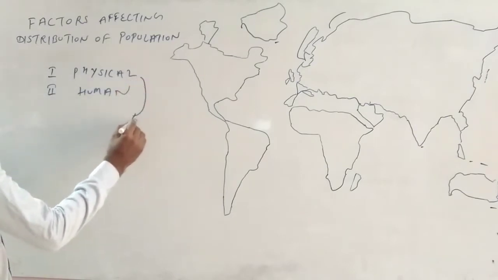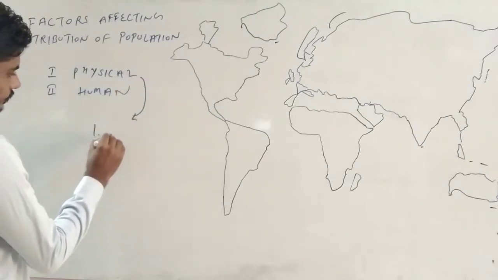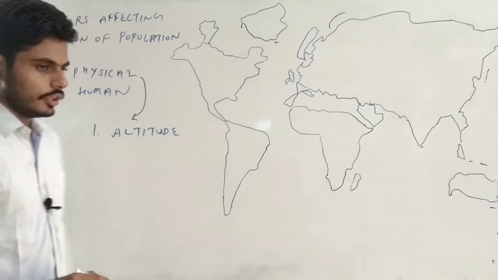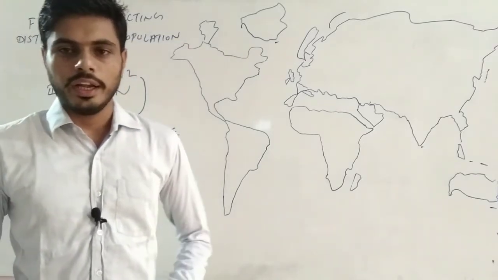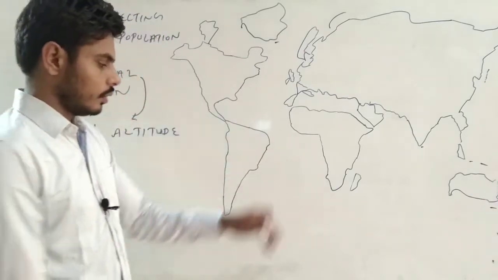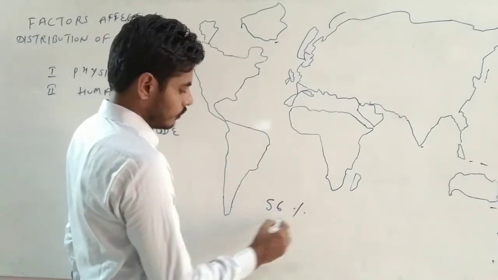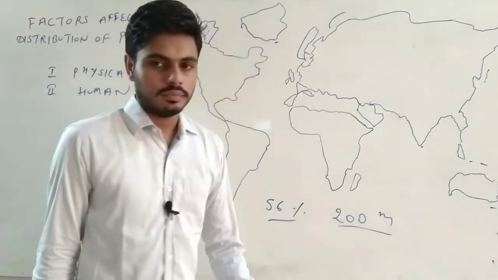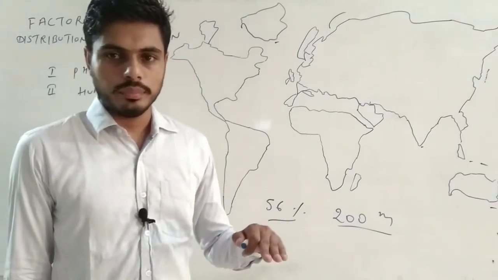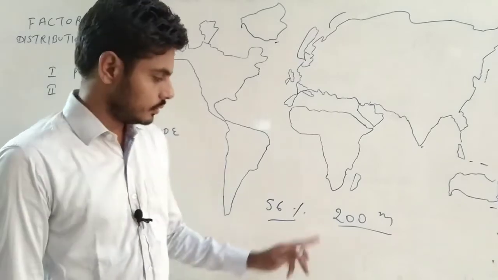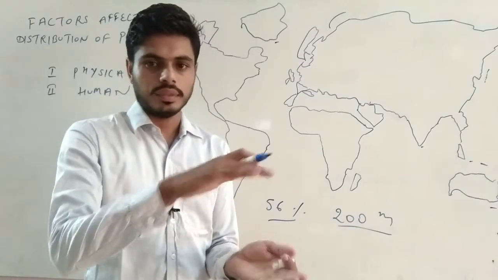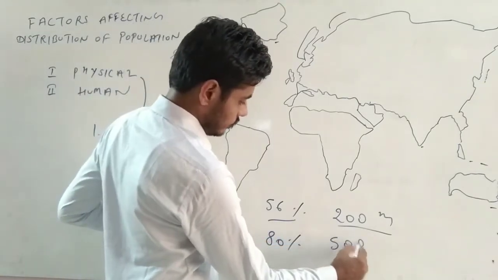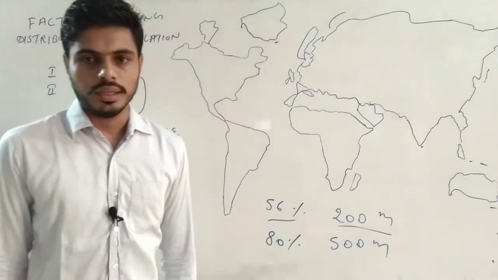In physical factors, the first is altitude, meaning height from the sea level. Around 56% of the earth's population lives within 200 meters above and below sea level. The limit is 200 meters from sea level height. Almost 80% live within a 500 meter range.